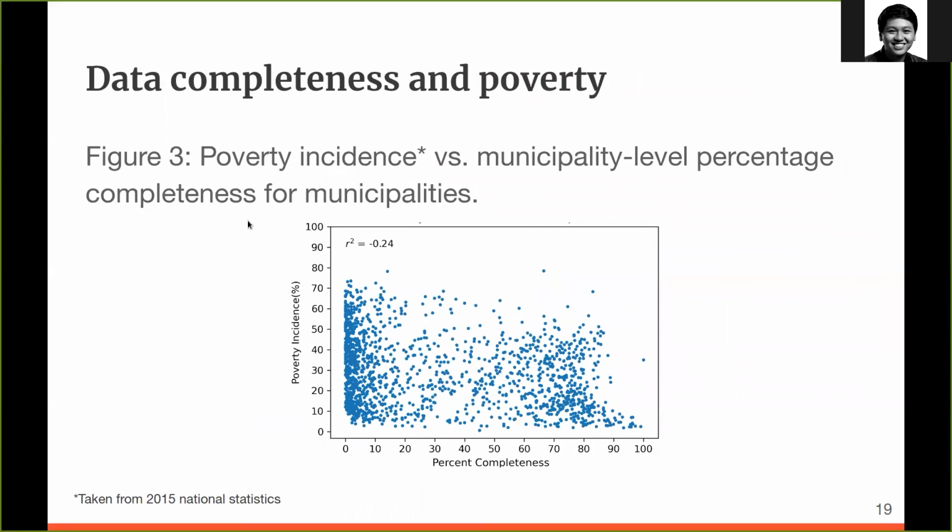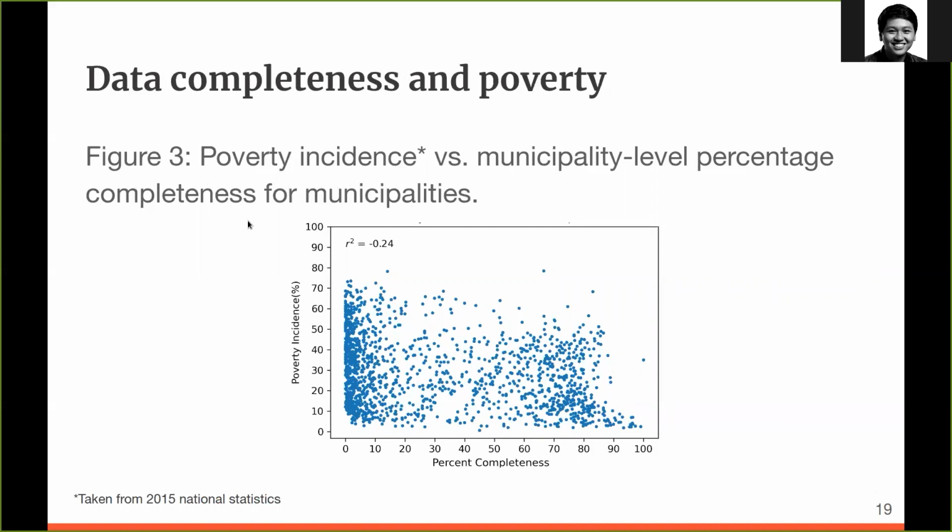And again, we did an analysis, this time for data completeness and poverty. So this is still for the Philippines. We took poverty incidence data from 2015 for the municipality level from the national statistics. So interestingly, poverty incidence is not correlated with data completeness. Complete or incomplete OSM data in an area is not an indicator of wealth or poverty.